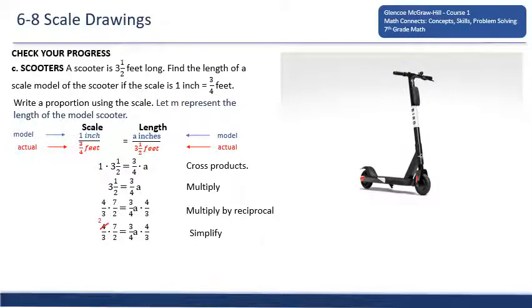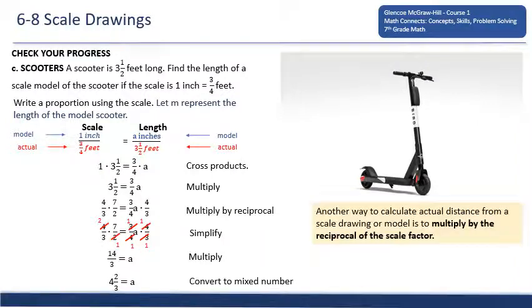So now we're going to simplify, and we'll just start finding common factors until they're all gone. And we get 14/3 equals A, and we can't leave it as an improper fraction, so we're going to get 4 2/3 equals A.